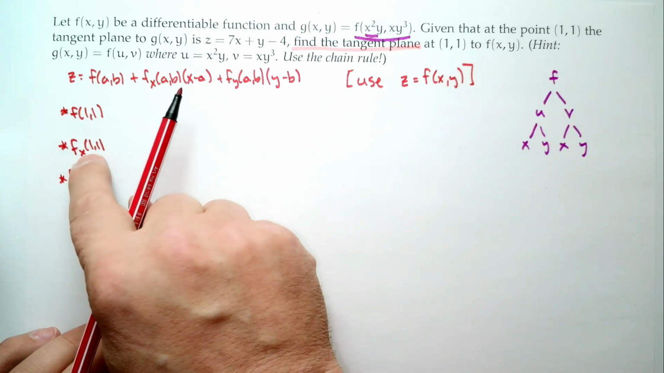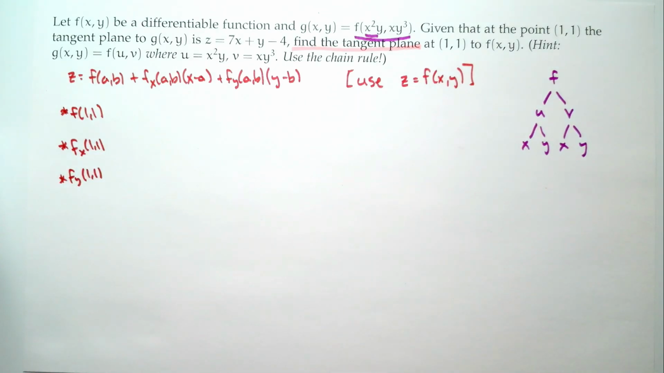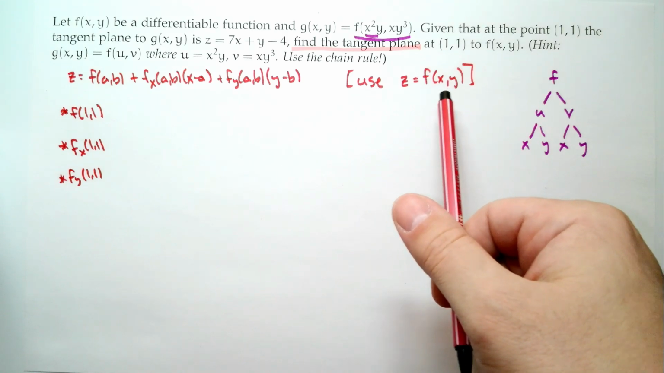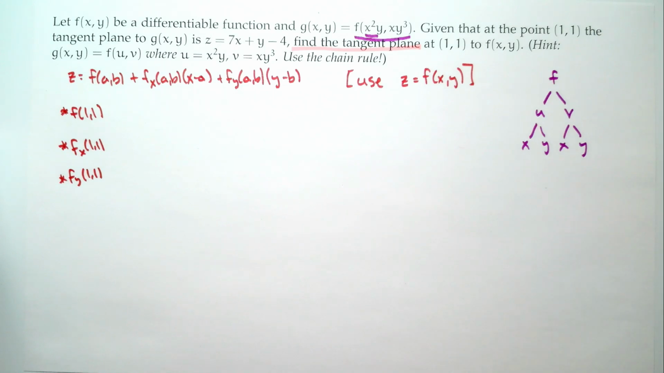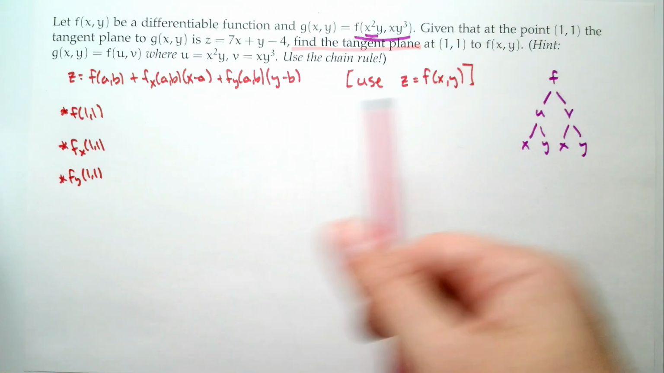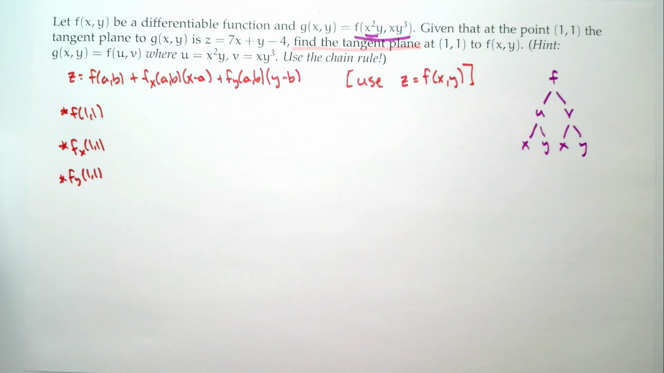And by the way, this f sub x here just means the derivative with respect to the first slot. When we talk about a function of x and y, it's just saying x indicates the variable that I associate with my first slot. So f sub x is the derivative with respect to my first slot. Similarly, f sub y is the derivative with respect to my second slot. So I have to find those three things.